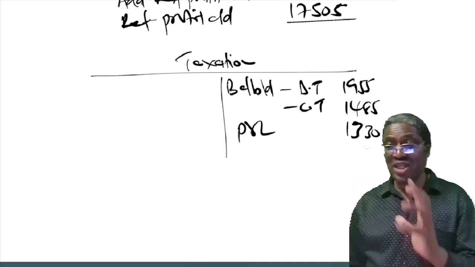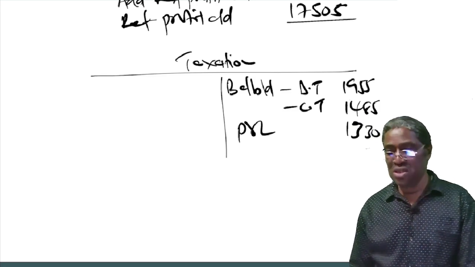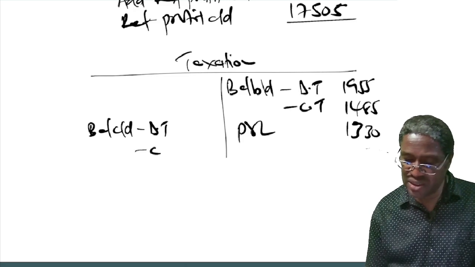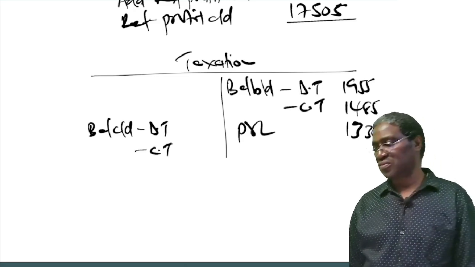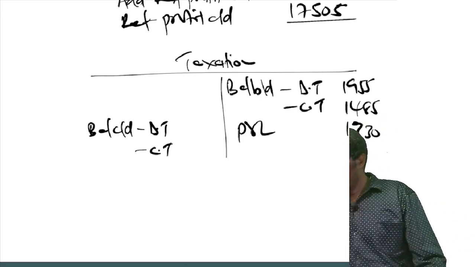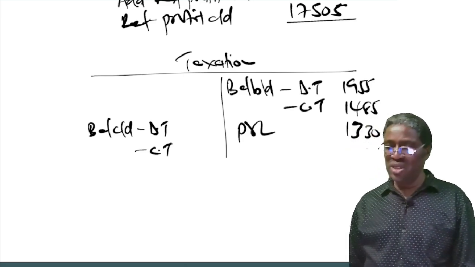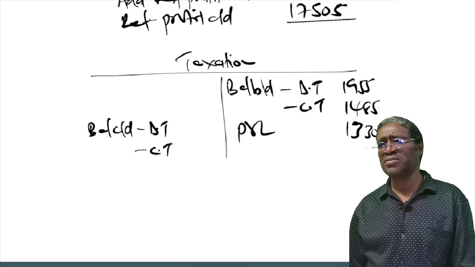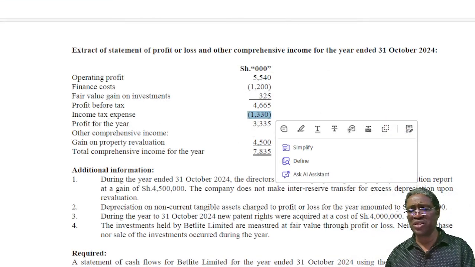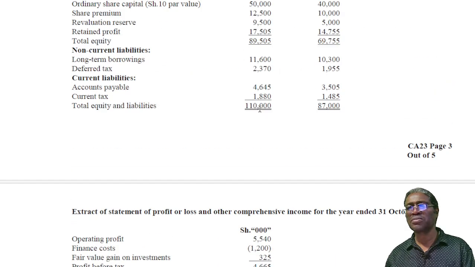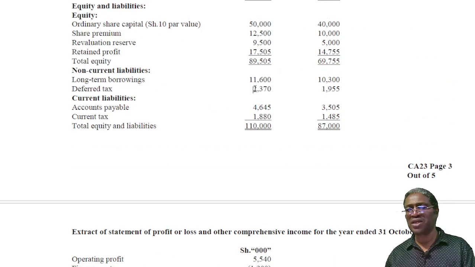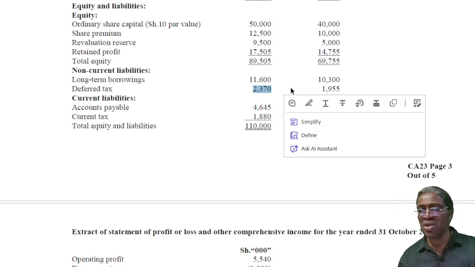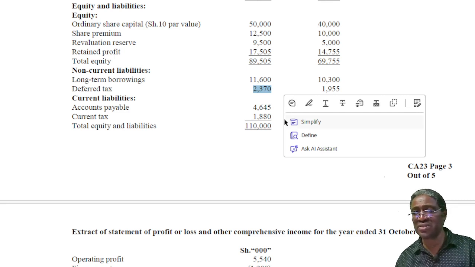From the additional information, there was nothing mentioned concerning taxes. What is only remaining is to carry down the balance. One in form of deferred tax, the other one in terms of current tax. Let's do the same for the end of this year. We go back to the balance sheet and carry down the two balances. Our deferred tax I can see is 2370. Carry down that balance. While the current tax is 1880.